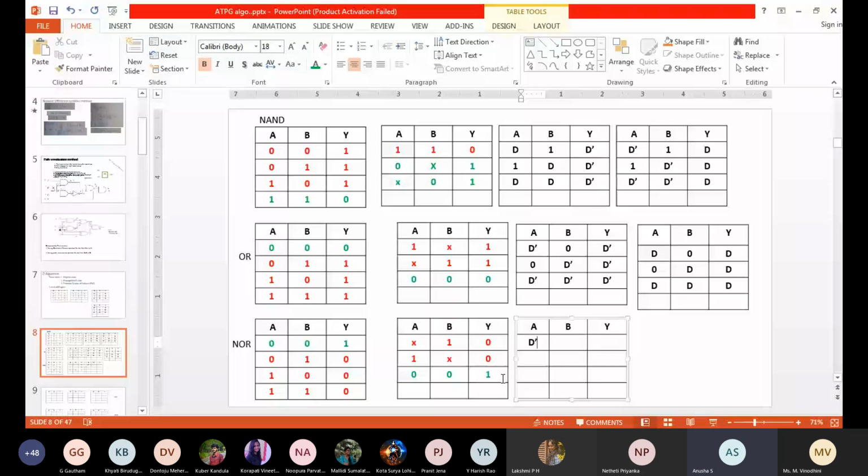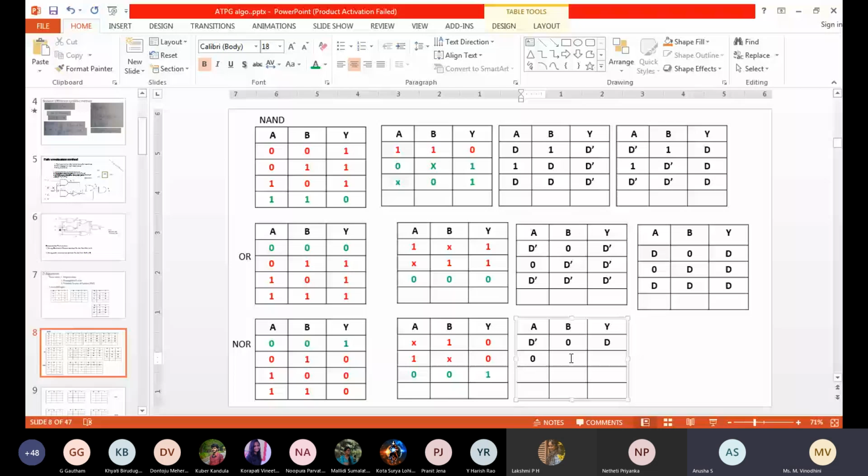Third row with the second row, ma'am. Third row with the second row. Okay, third row D bar, 0. Okay, D. Next, then it is 0, D bar, D.